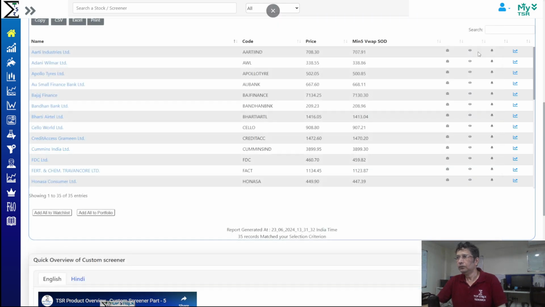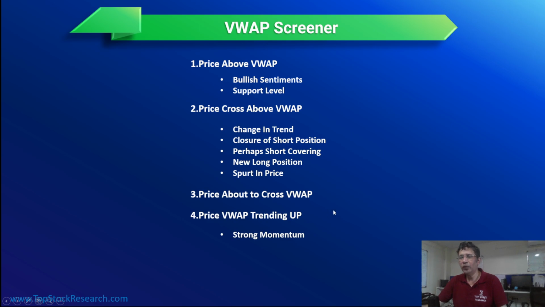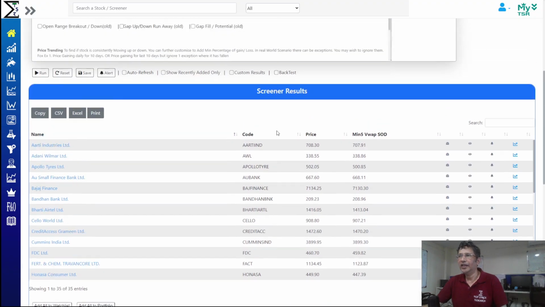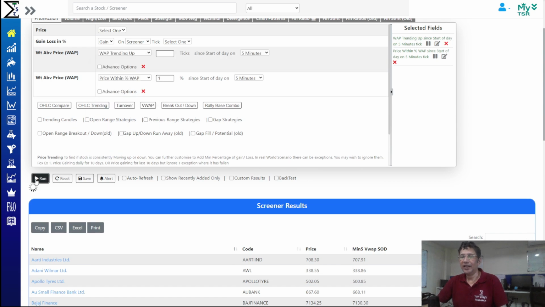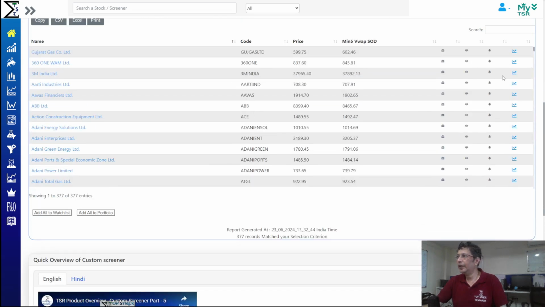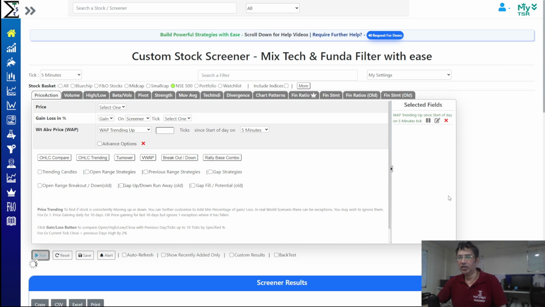Okay. The next one we have here is price trending up, price VWAP trending up, right, which tells you strong momentum. So let's take an example out here, trending up. When you click on trending up, you'll find a few stocks where, okay, let's remove the other conditions, price trending up, and let's remove this condition. So we'll find some better quality stocks.